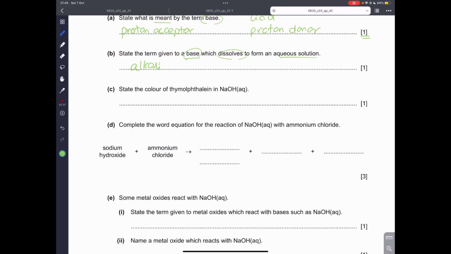So we have to state the color of thymolphthalein in sodium hydroxide. Thymolphthalein is basically an indicator.